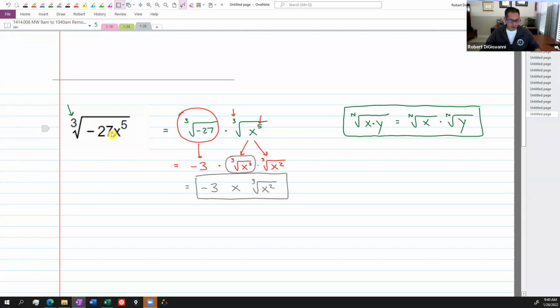So I took this, split it up. This was just the cube root of -27. This I broke into two pieces, used the property here. Here I can't do anything because the 2 is smaller than the 3, so I just leave it. And that's it. Questions?